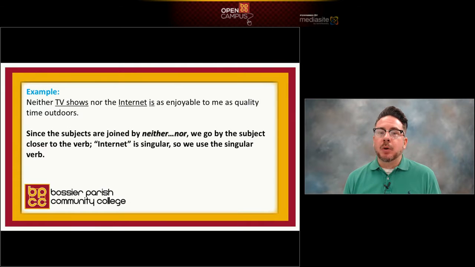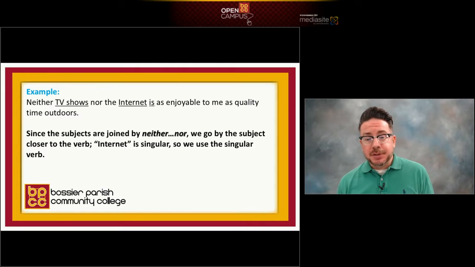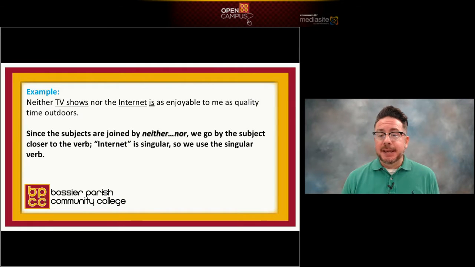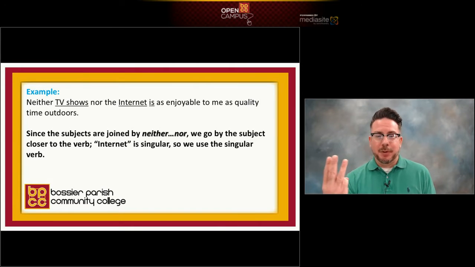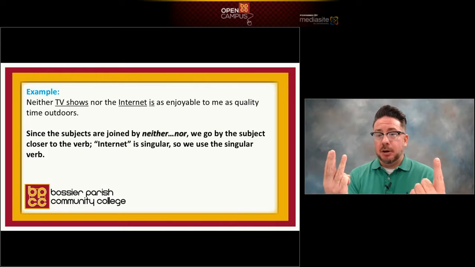This is an example where we don't use and, we use neither nor. Neither TV shows nor the internet is as enjoyable to me as quality time outdoors. So we have two subjects again. The first, TV shows, is plural. I'm going to use the number 3 to represent TV shows. And then the internet, which is singular.